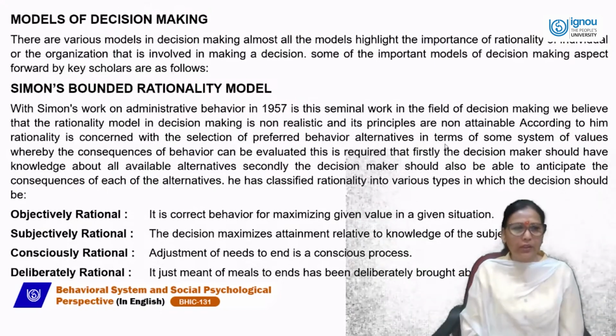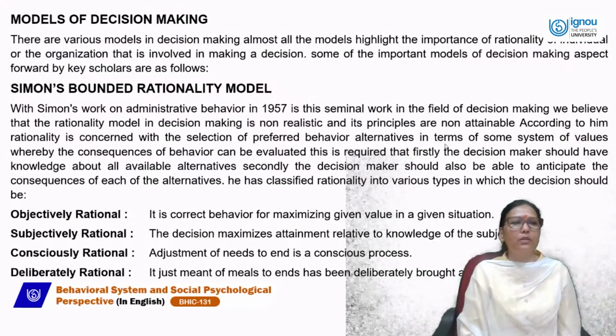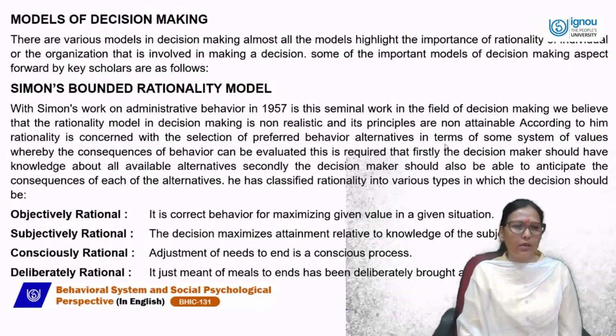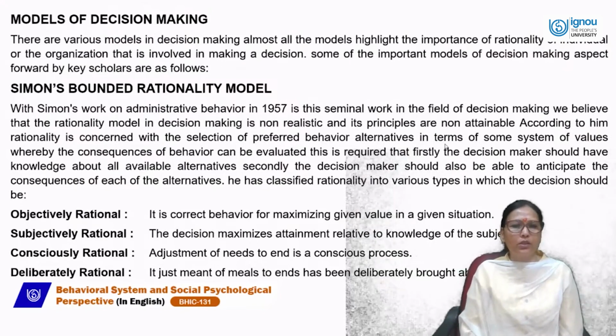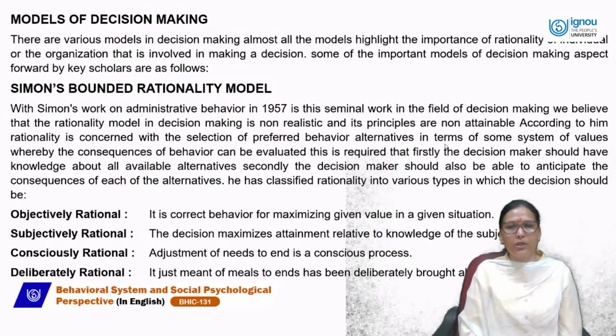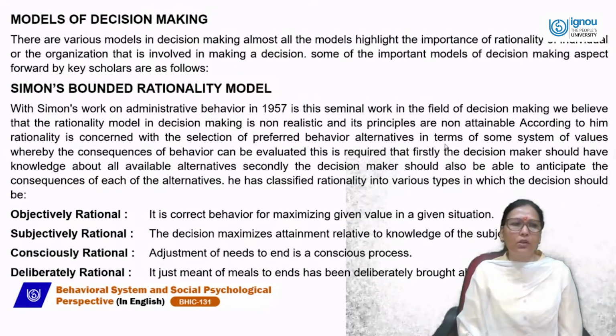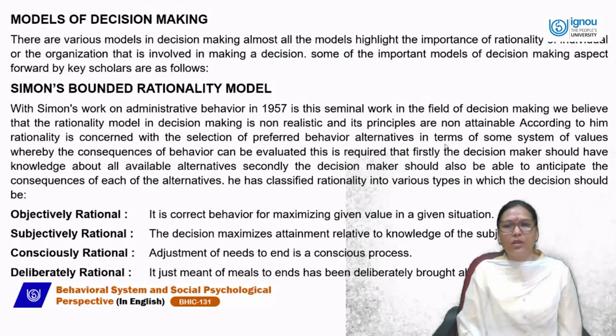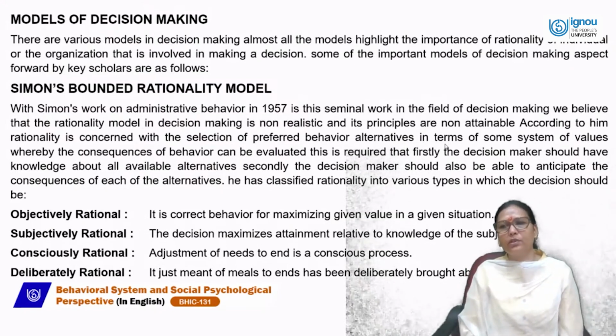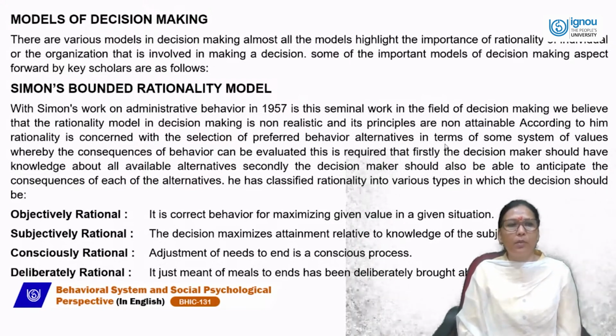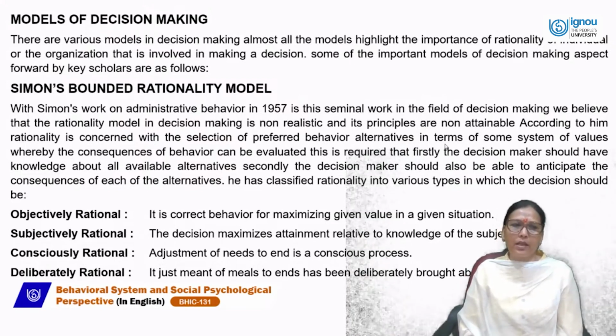Now we will go further in the second block, that is the models of decision making. There are various models in decision making. Almost all the models highlight the importance of rationality of the individual or the organization that is involved in making a decision. Some of the important models of decision making put forward by key scholars are as follows.